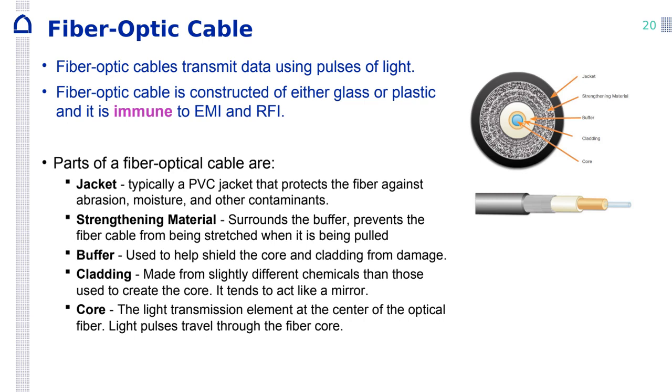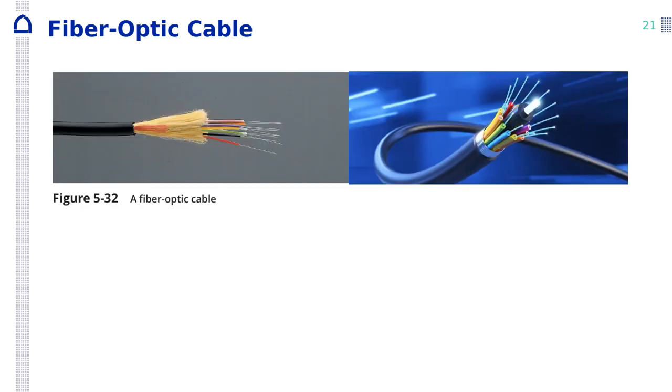core. The light transmission element at the center of the optical fiber, and the light pulses travel through the fiber core, and the fiber core should be very transparent, so that the light can pass. This is a fiber optic cable.